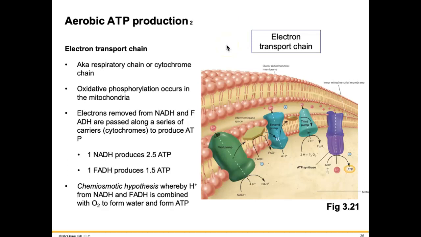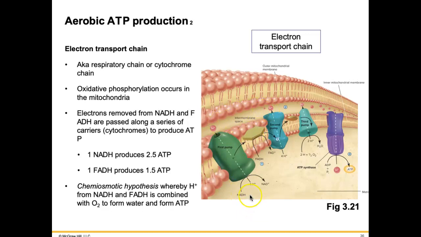So now that we have orientated ourselves, the main goal of this process is to use potential energy in our NADH as well as our FADH to rephosphorylate ADP, which you can see taking place over here, and turn it into ATP. So how do we do this? We are going to remove the electrons from NADH and FADH and pass them along a series of carriers, which we call cytochromes. And we pump all of the hydrogen into this intermediate space.